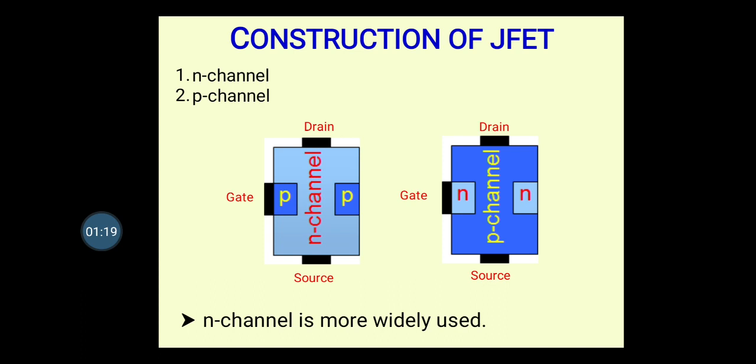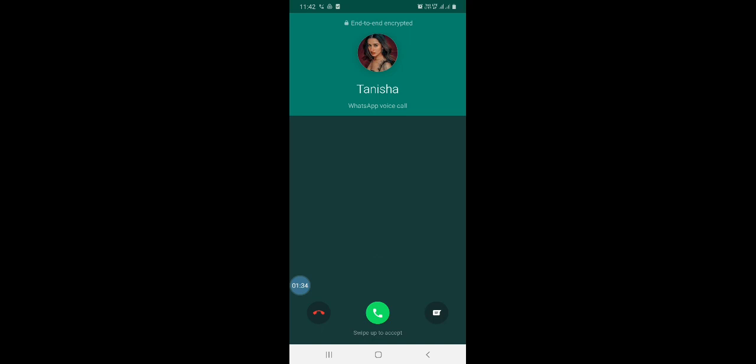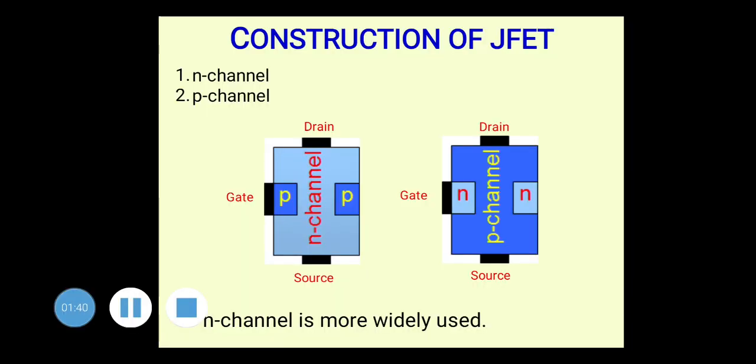So here you can see the first picture image is of N-channel JFET. So N-channel substrate will be taken, and here you can see N type of semiconductor is taken, and in that N type of semiconductor on two sides, lateral sides, a P type of semiconductor is diffused. So that becomes your N channel JFET.